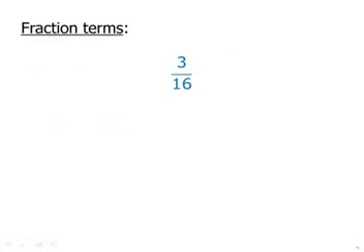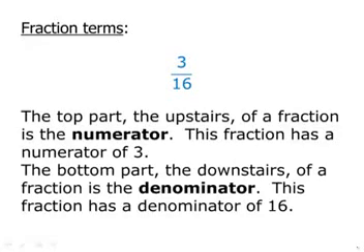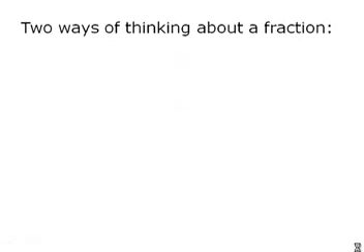So let's talk about some terms. Suppose we have the fraction 3 over 16. What do we call the place where the 3 is sitting and where the 16 is sitting? The top part, the upstairs of a fraction, is the numerator. This fraction has a numerator of 3. The bottom part, the downstairs of the fraction, is the denominator. This fraction has a denominator of 16.